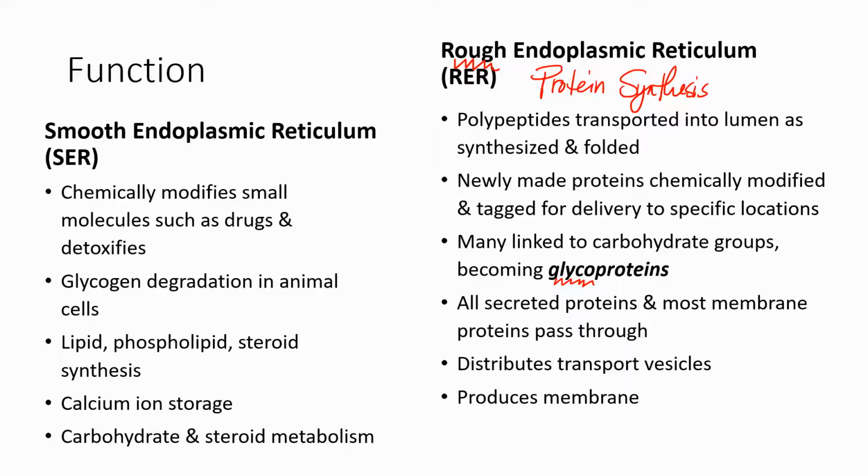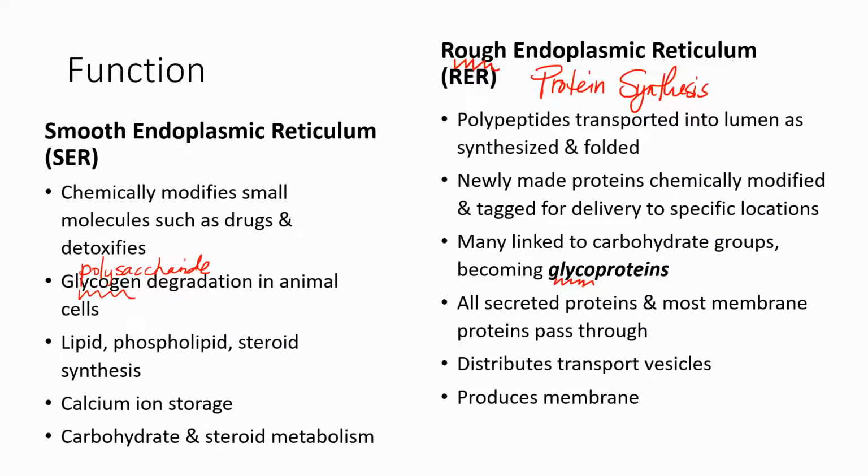The smooth ER has a number of different functions. You're not going to need to know which function goes with which cell, but I did want to go over a couple of the general functions it has. So smooth ER can detoxify, meaning it can break down poisonous molecules. It can help break down glycogen in animal cells. Glycogen is a polysaccharide, which means, hopefully you can answer, that it is a carbohydrate.